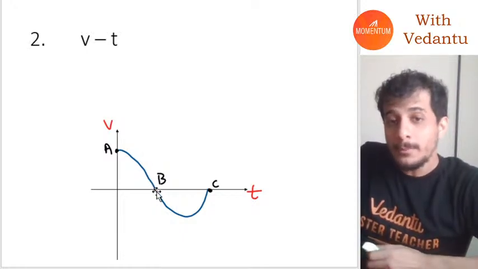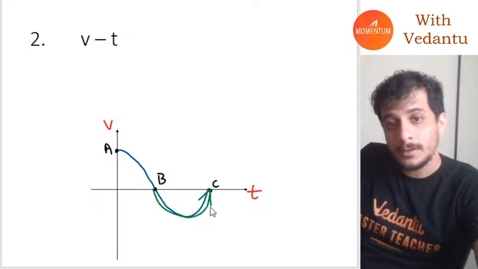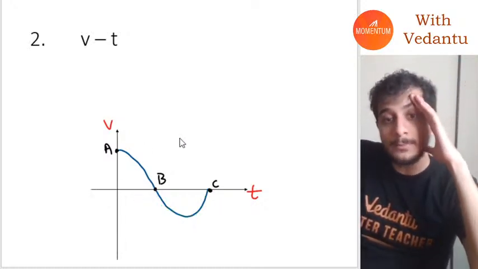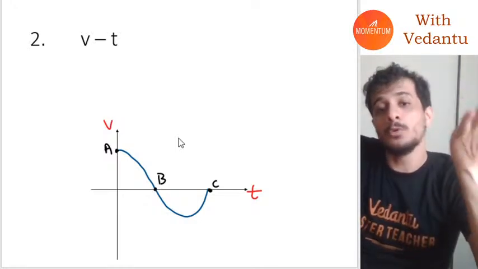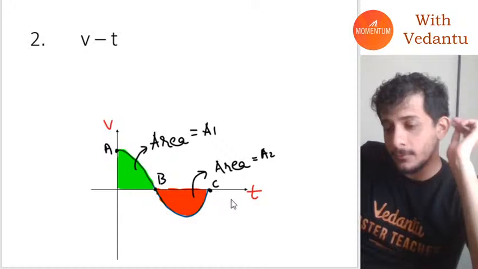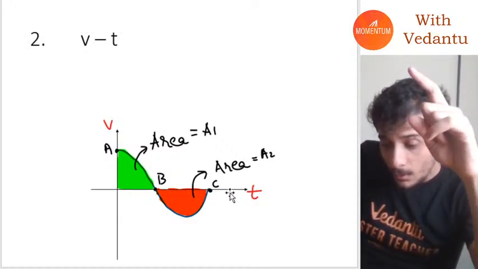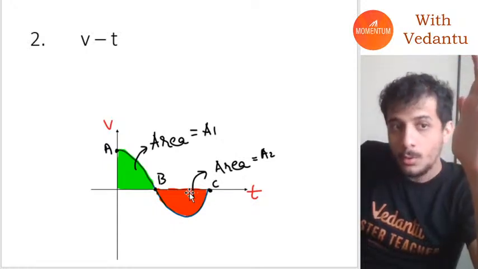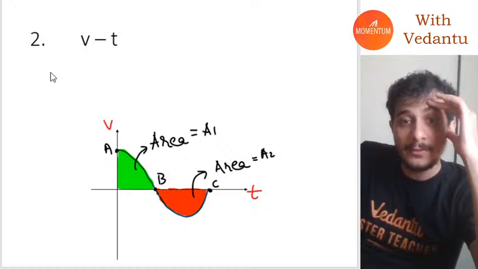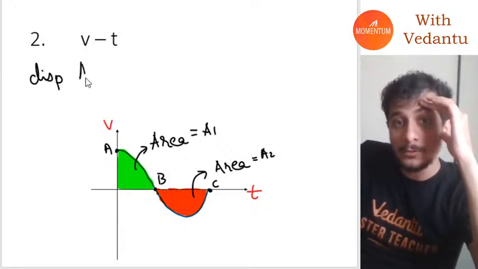You see that between B and C, the velocity of the particle is negative. So here, if I want to calculate displacement, first of all I will calculate both the areas. First, I will calculate the area from A to B. Next, I will calculate the area from B to C. Now, if I ask you what will be the sign of displacement from A to B, you have to tell me.